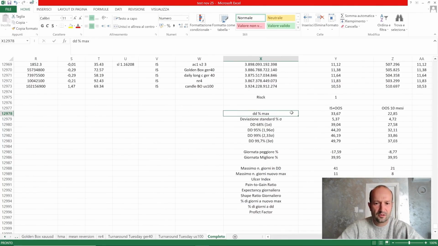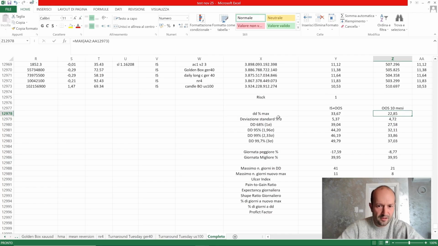The first thing I went to calculate was the maximum percentage drawdown. In this case, I had a 33% drawdown in total in the part where I had also optimized, and a slightly lower drawdown in the out-of-sample period. This doesn't mean that the system performs better out of sample compared to the backtest. It probably just encountered a slightly more favorable market during the last 10 months.